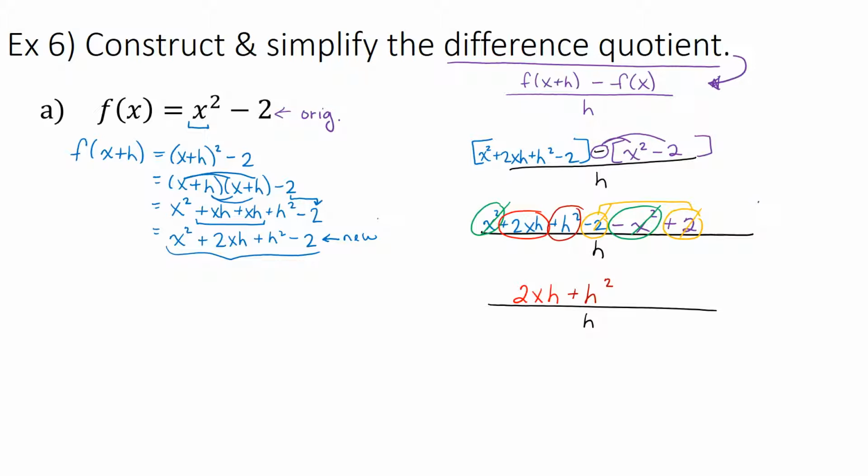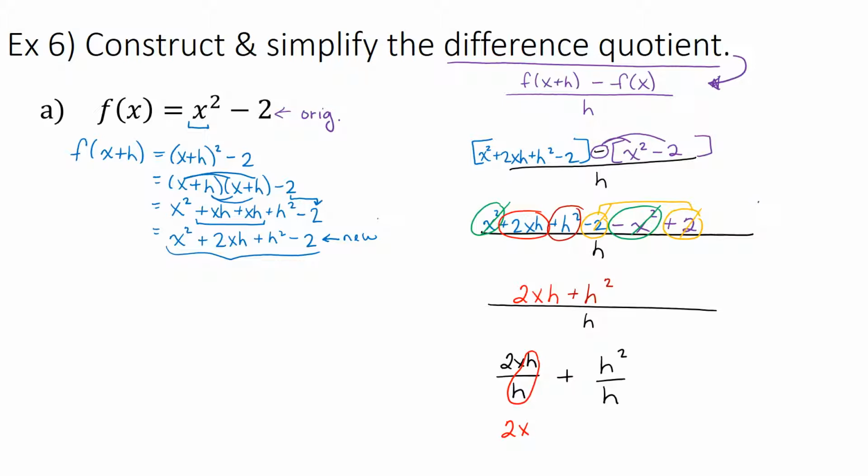Well, we need to simplify this because this is a fraction. The easiest thing is just to separate this into two separate terms. So we write it as 2xh over h plus h squared over h. So we rewrite the numerator individually over the same denominator. And then now, if possible, reduce all fractions. Notice we have an h in the top and in the bottom, so those reduce, leaving me with 2x.